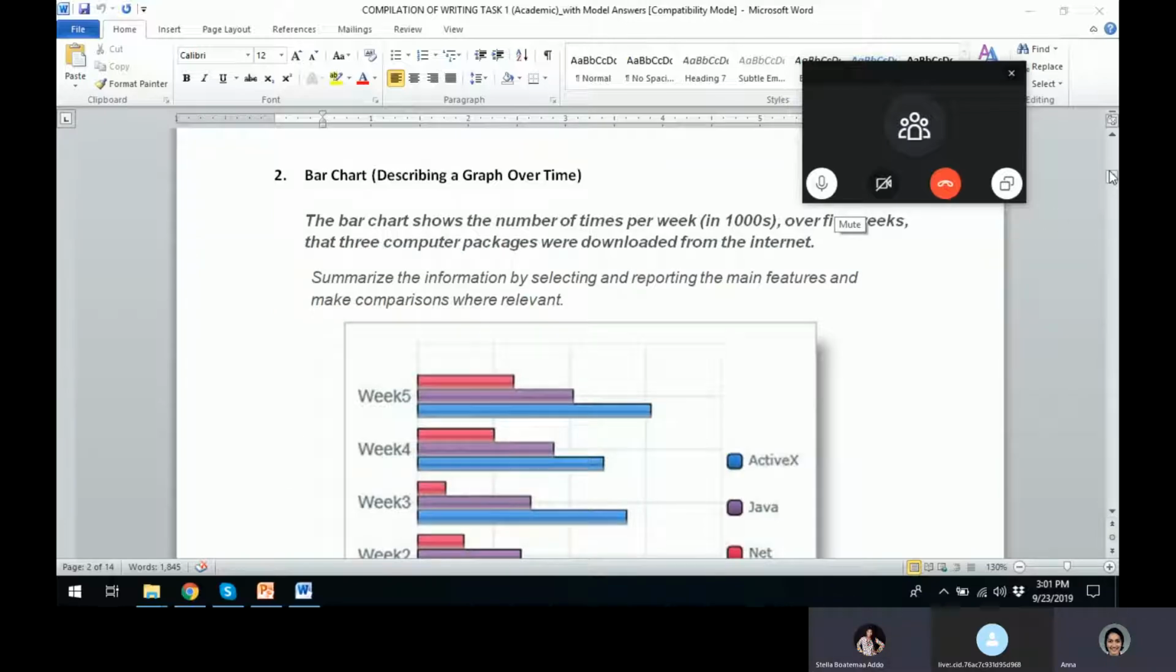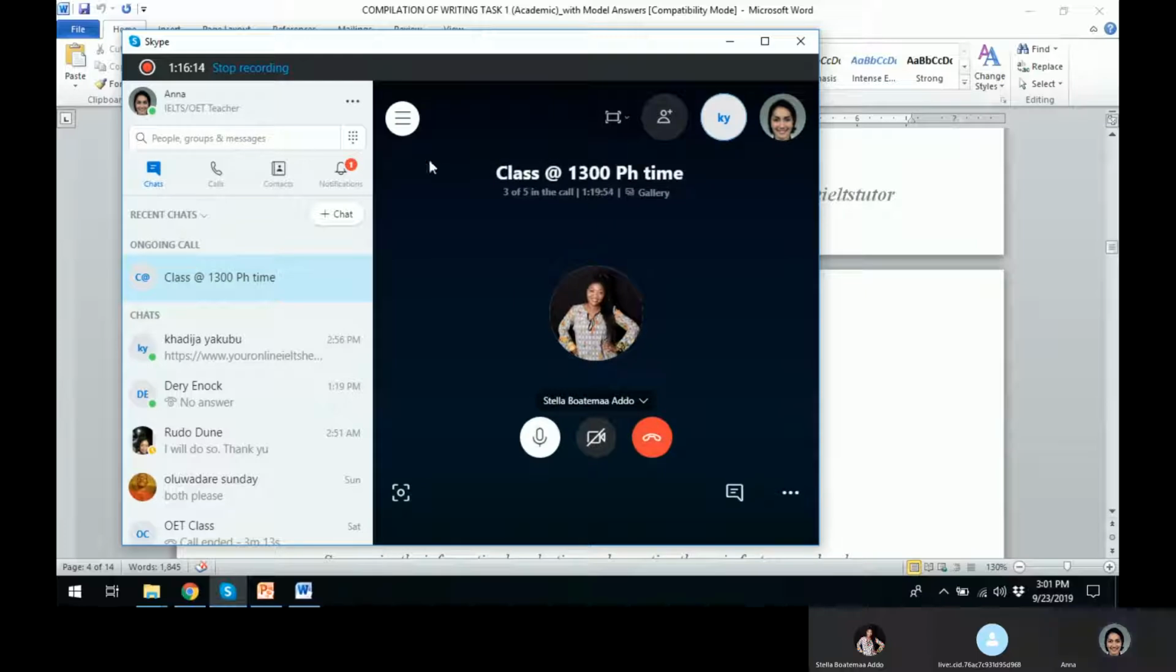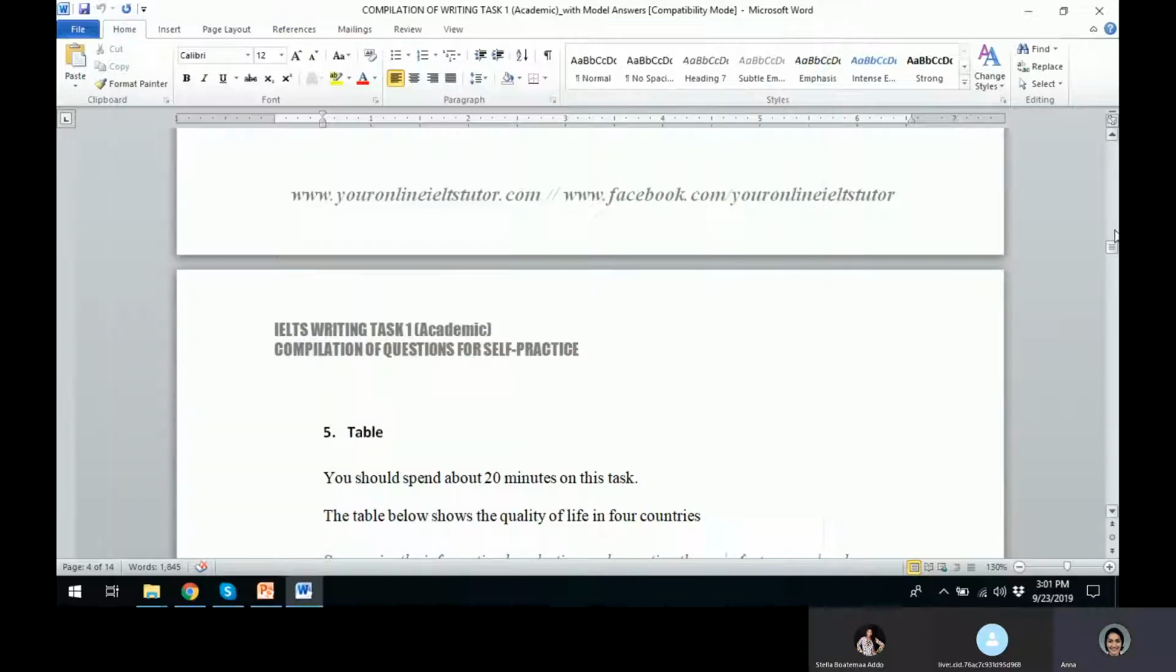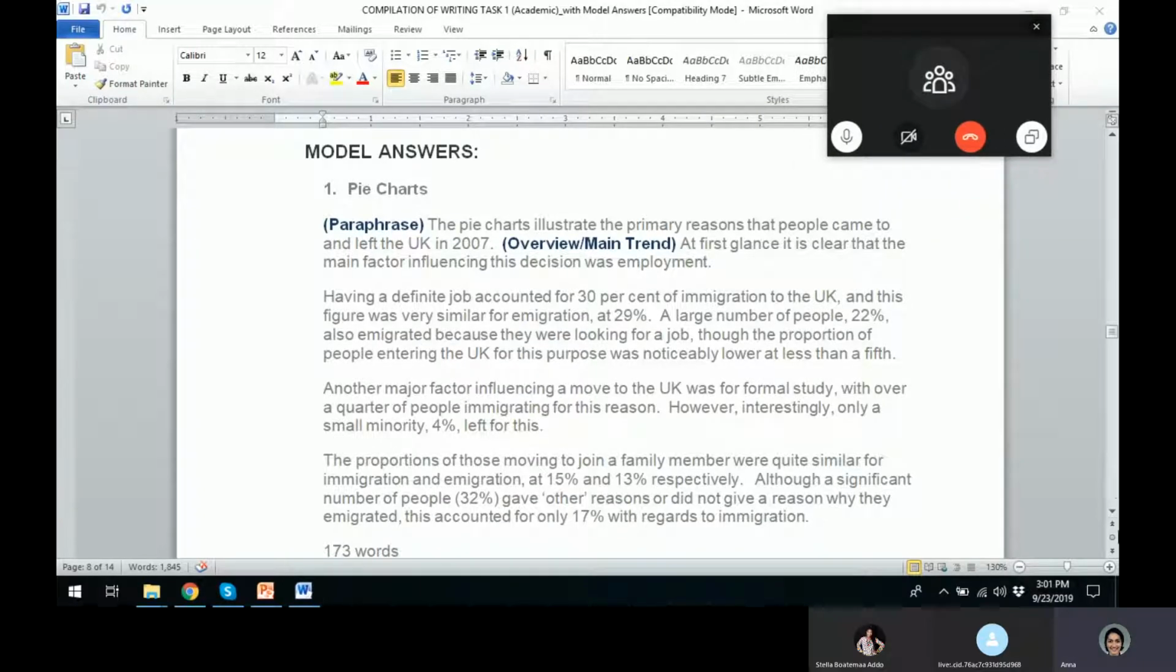Now let's take a look at the model essay. Are both of you still here? All right. Let's take a look at the model essay. So here's the model essay for pie chart. I want to emphasize the parts of the introduction because they are the most important. So for paraphrase, the pie charts illustrate the primary reasons, take note of primary reasons, that people came to and left the UK. So that is immigration and emigration in 2007.